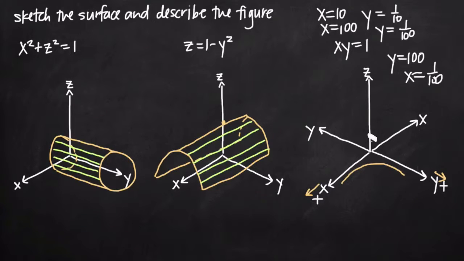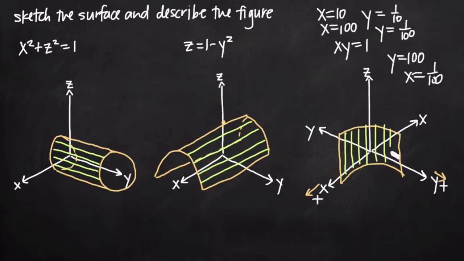So we have this trace of it here, but now we just need to make it three-dimensional and bring it up here parallel to the z-axis. Remember, our graph will never intersect the z-axis, but it's going to look something like this. And my rulings here are going to be parallel to the z-axis.